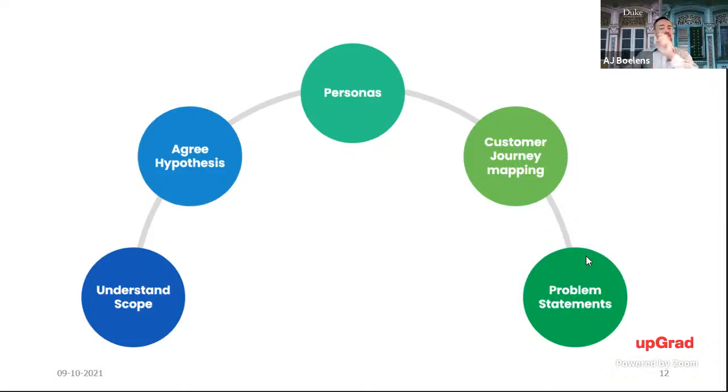And problem statements is really the next one. It's in the define stage. But guys, remember this, because this is how the flow looks. Everyone says start with personas, but believe me, start with aligning with strategy first, and then the hypothesis, and then the persona and customer journey map.